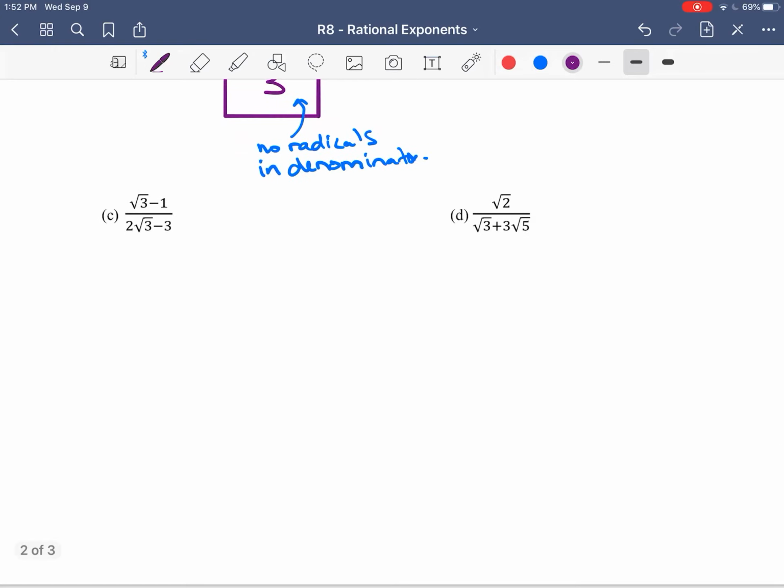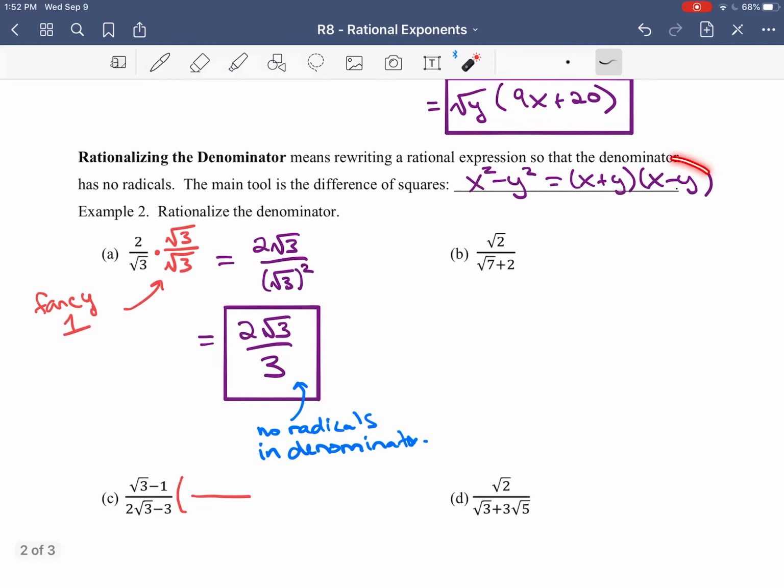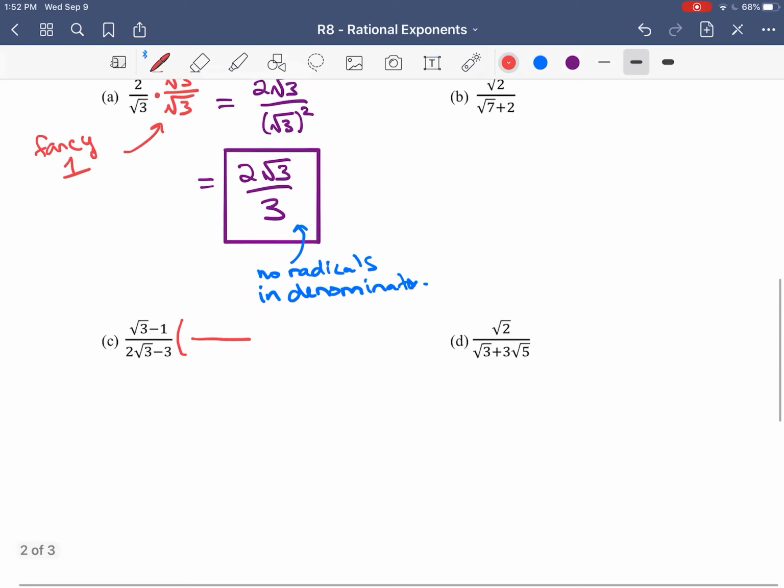So here is where I want to use the difference of squares. Okay, so again, I want to multiply by a fancy 1. So what I'm going to do is I'm going to let this part be my x and this part be my y. So in the difference of squares, I sort of have this bit. Okay, so what I want to do is multiply by this bit. So that's the same two pieces, but with the opposite sign in between.